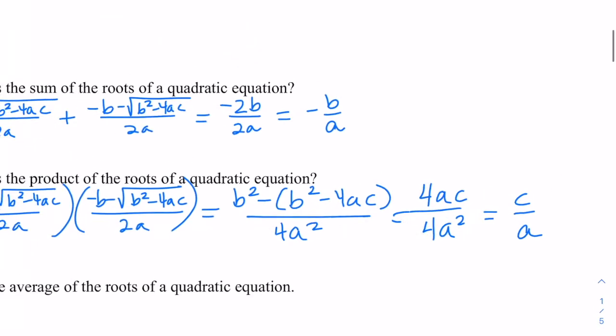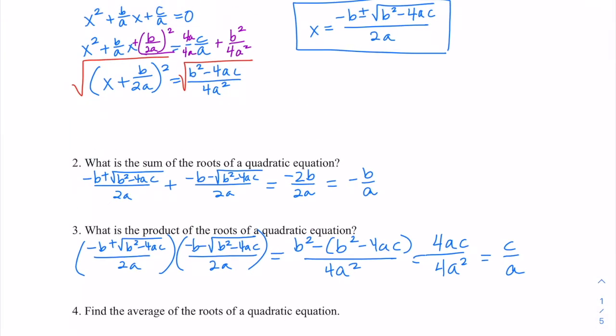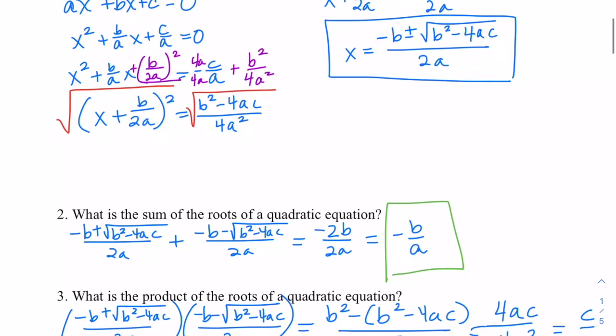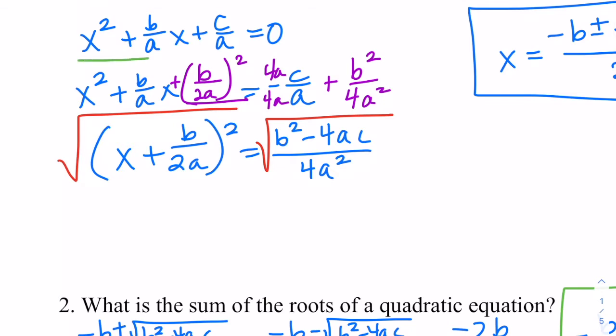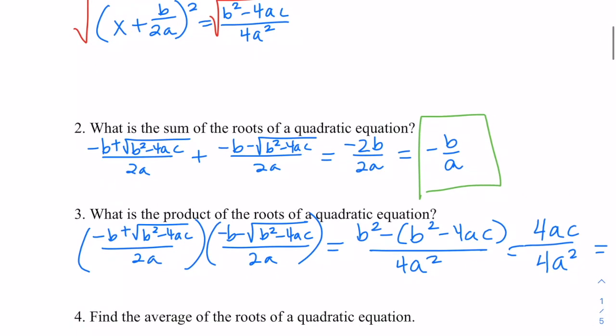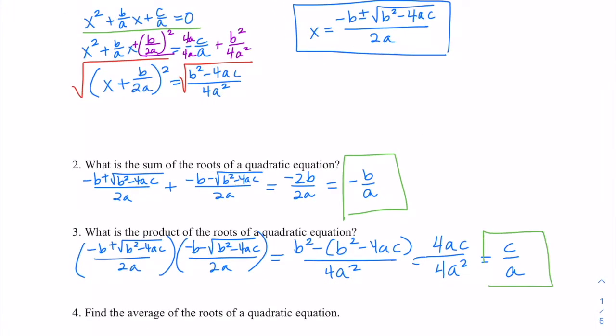Now you may remember seeing those earlier. We did have negative b over a. Well, we actually had the positive here, right? I'm just going to put a line there. And then we had c over a, as a constant.